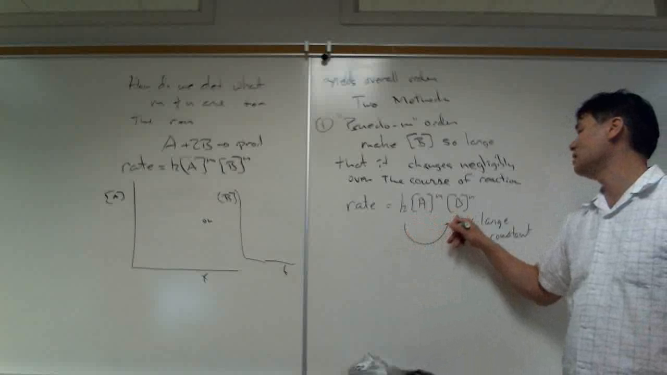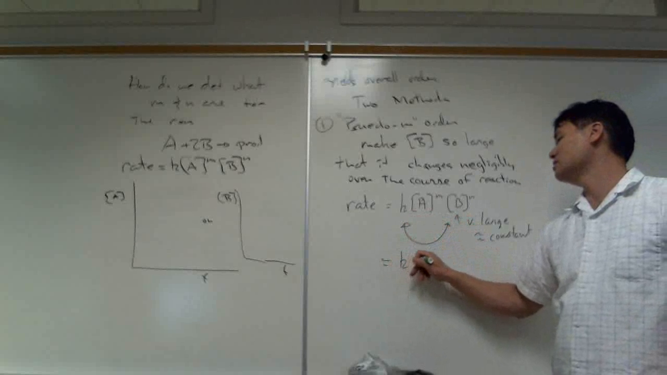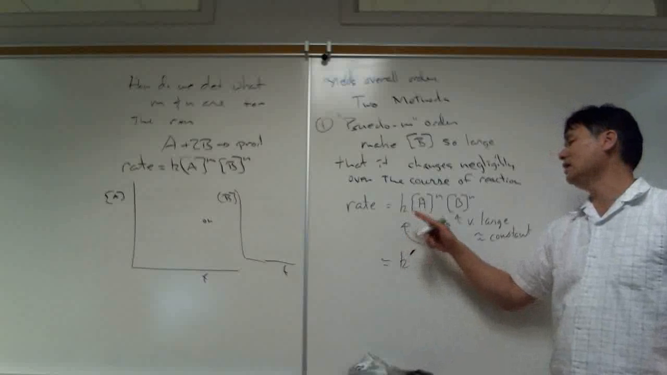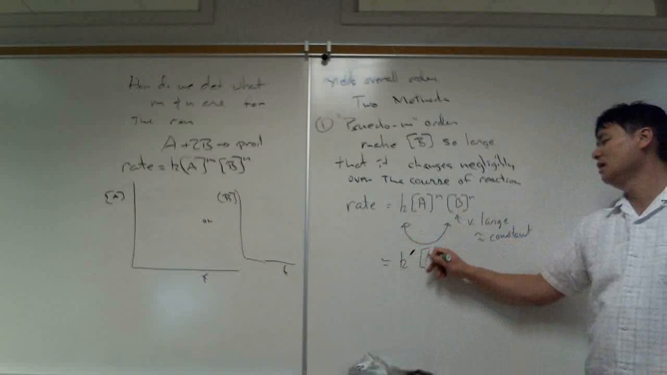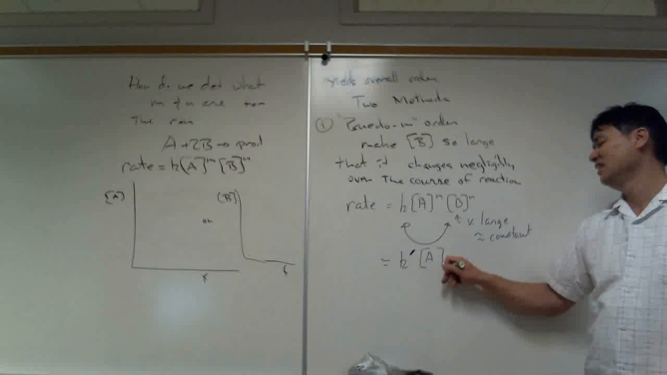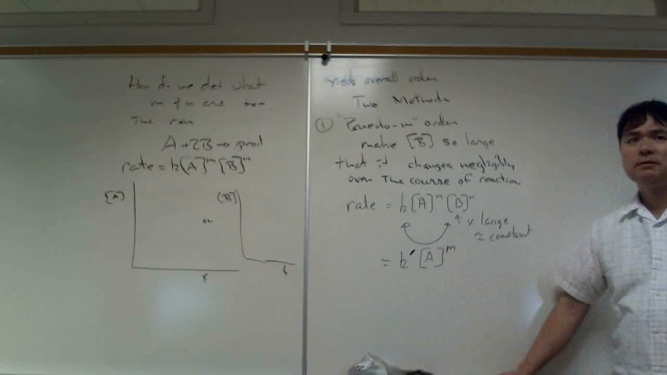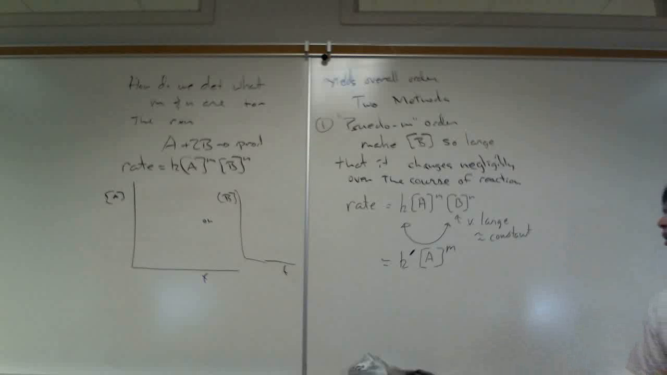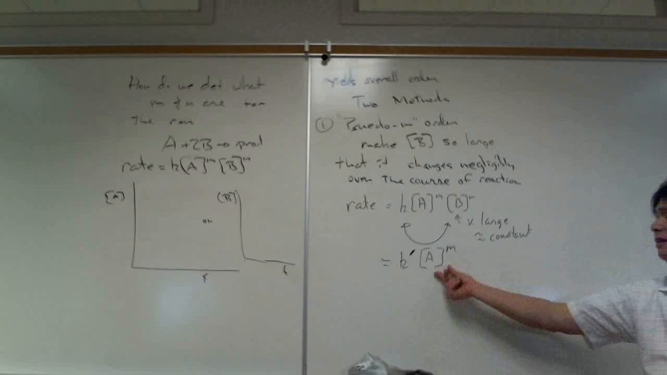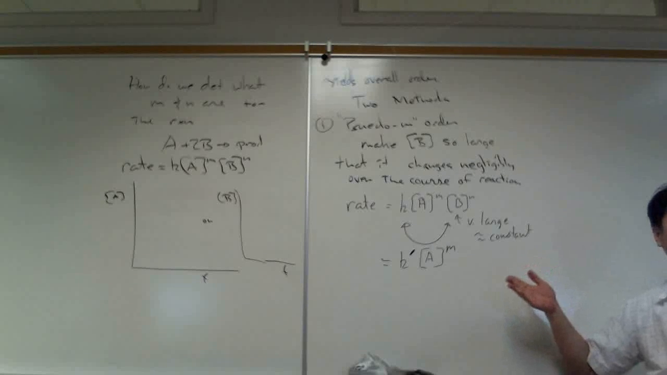We take these two constants and put them together. Doing that, we form a new constant called K prime. So we'll take the rate constant times the concentration of B to the N, and we get K prime, concentration of A to the M. So now, when we plot the concentration of A versus time, we've just eliminated the influence of B, so all we're seeing is the influence of A.